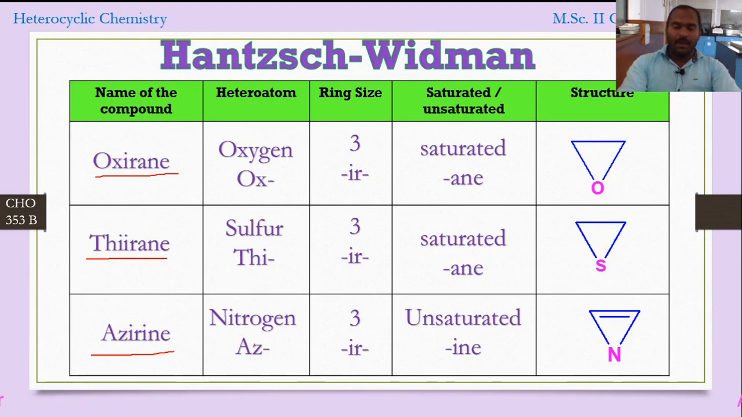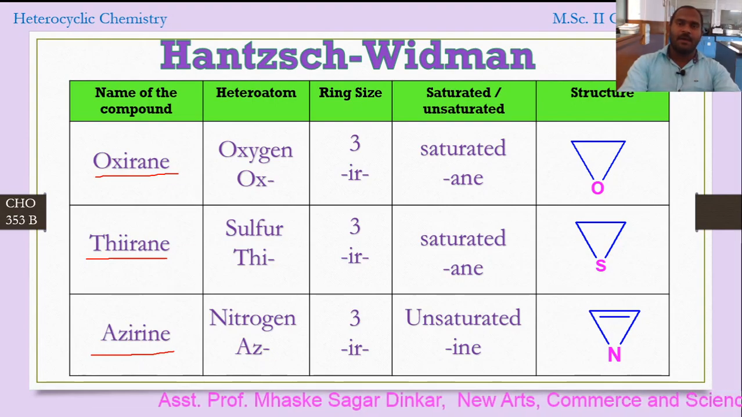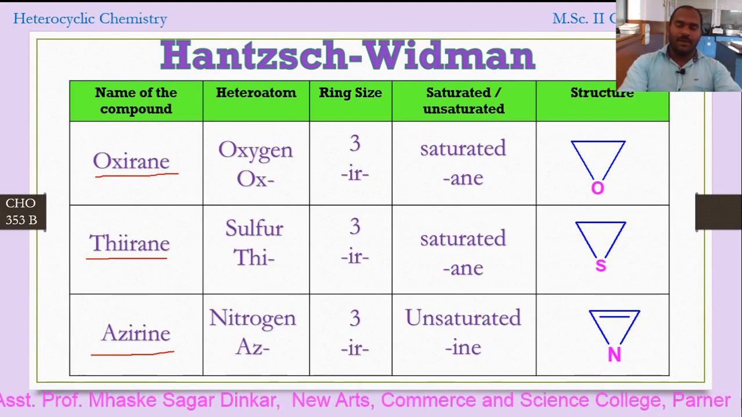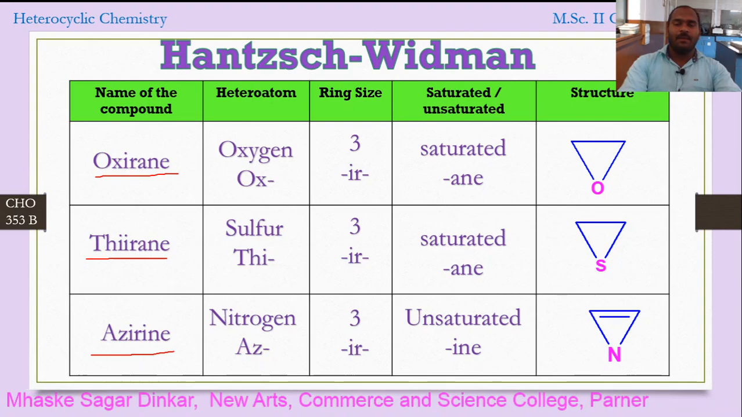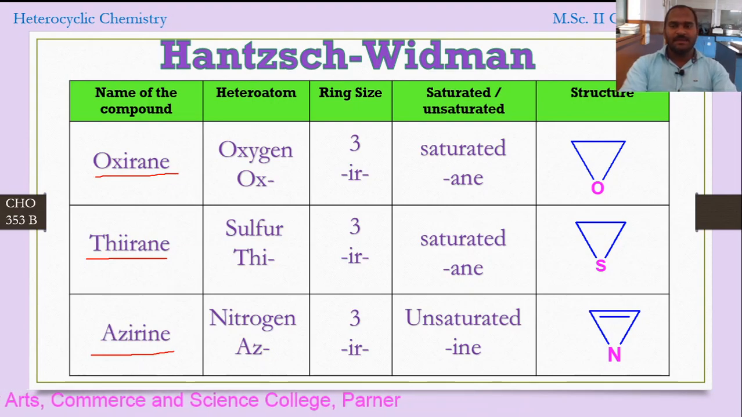What we are going to do is stop here, and at home you practice a few more examples with the name and how to write the names. You know the simple way of writing the name. First, look at the structure. The first question asks what heteroatom is present. Find out the heteroatom, then the ring size and whether it is saturated or unsaturated. Just combine these three, the prefixes and suffixes, and you will have the name of the compound.